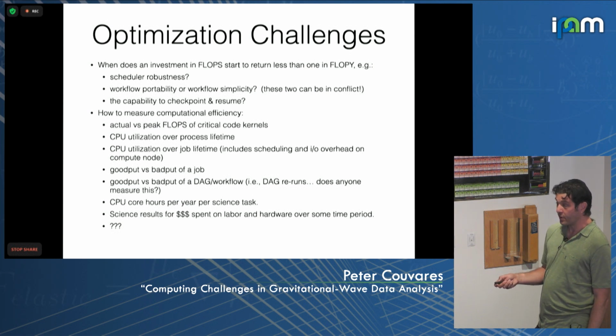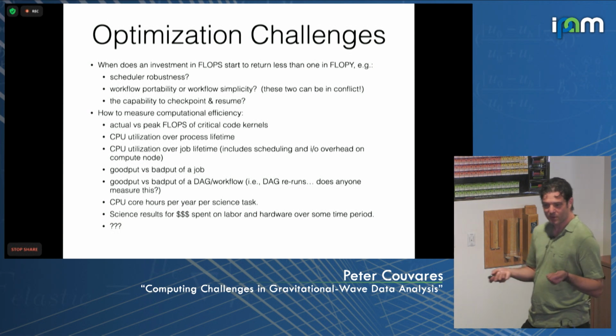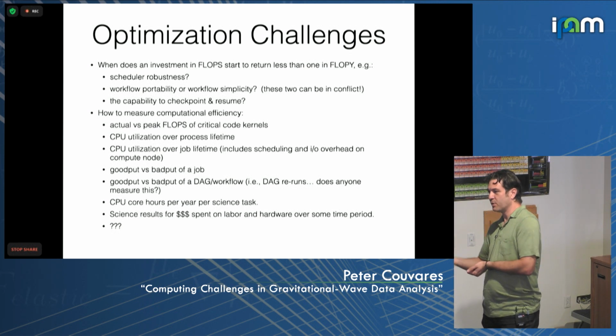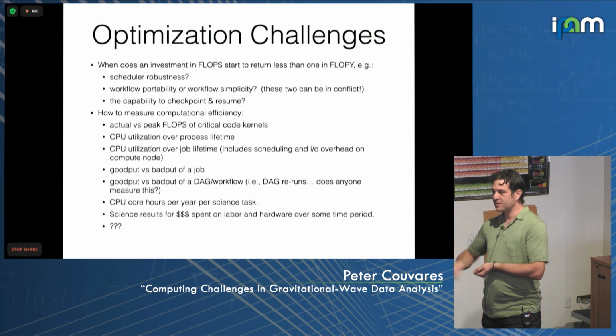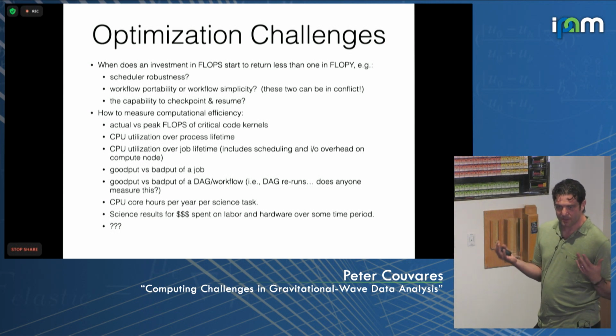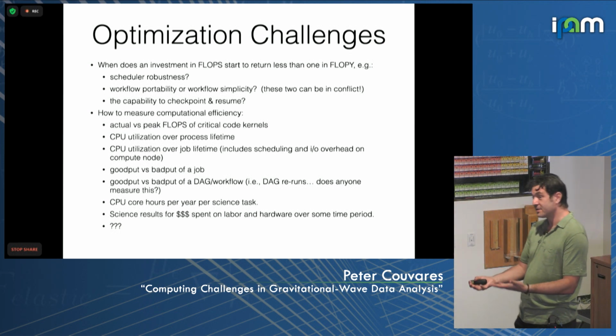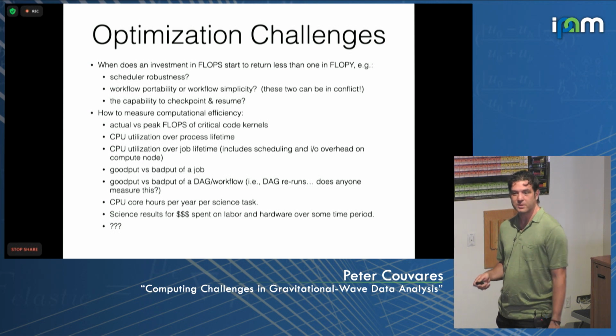Goodput or badput of a workflow, again taking into account restarts of an entire workflow of 1 million jobs. Is that what we're optimizing? CPU core hours per year per science task, that's actually probably a pretty good one. Who cares about all this other stuff? That's what drives the science. Or maybe it's science results per dollar spent on some combination of labor and hardware over a time period, so you don't get these weird incentives where you're trying to save money on the hardware, but you're pushing huge labor costs into the future. How do we think about this and reason about it with the NSF so that we don't get boxed into really stupid decisions?